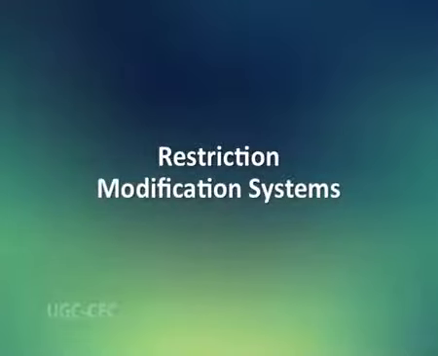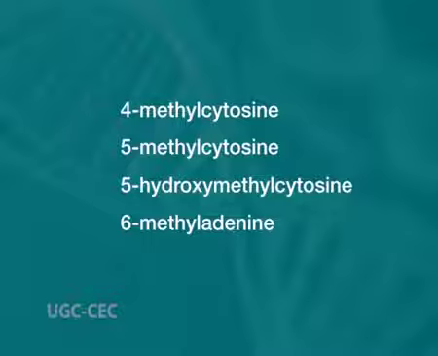Let us consider discussing the restriction modification system, which is an inherent part of the restriction endonucleases. Restriction endonucleases of type 1, 2, and 3 have a companion methylase that recognizes the same sequence as the endonuclease and methylates each strand at a specific base and position, resulting in either 4-methylcytosine, 5-methylcytosine, 5-hydroxymethylcytosine, or 6-methyladenine.